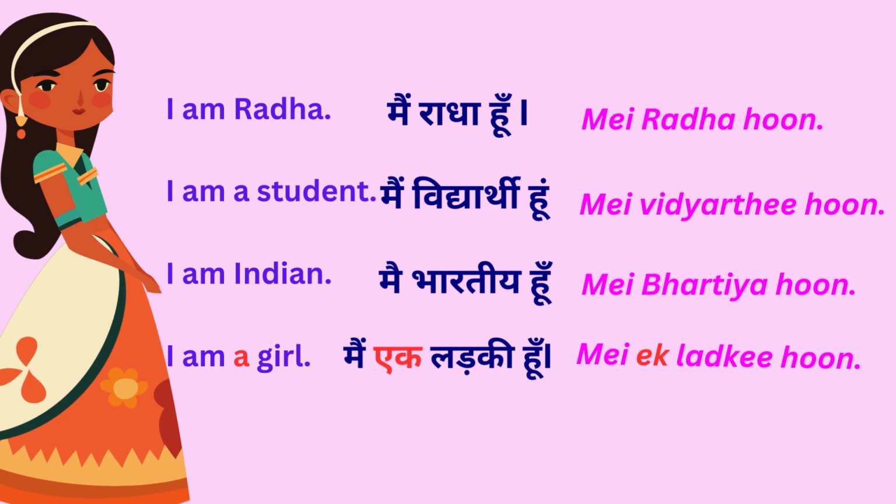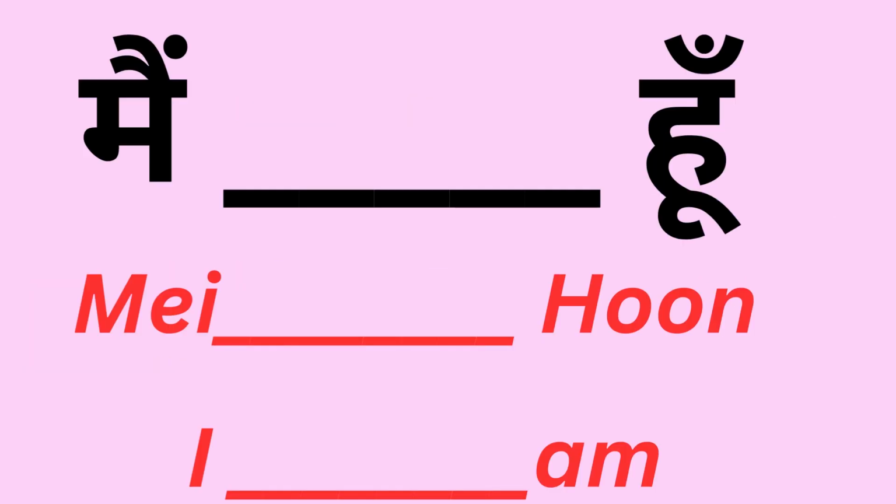I'm a girl. मैं एक लड़की हूँ. So girl is लड़की and a becomes एक. I'm a girl. मैं एक लड़की हूँ. So you see, all the words which describe or share information about Radha come between मैं and हूँ. In English, I and am, and in between, we share the information about her.